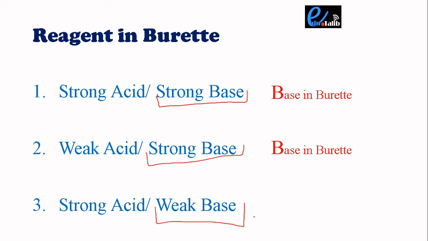Now, over here, this is the weak base, so this is the other condition. Now the acid should be in the burette. You have to follow this instruction because in every category, whether it is category 1, 2 or 3, you just have to decide which reagent should be poured in the burette. On the basis of the strength of the base, you have to select this.